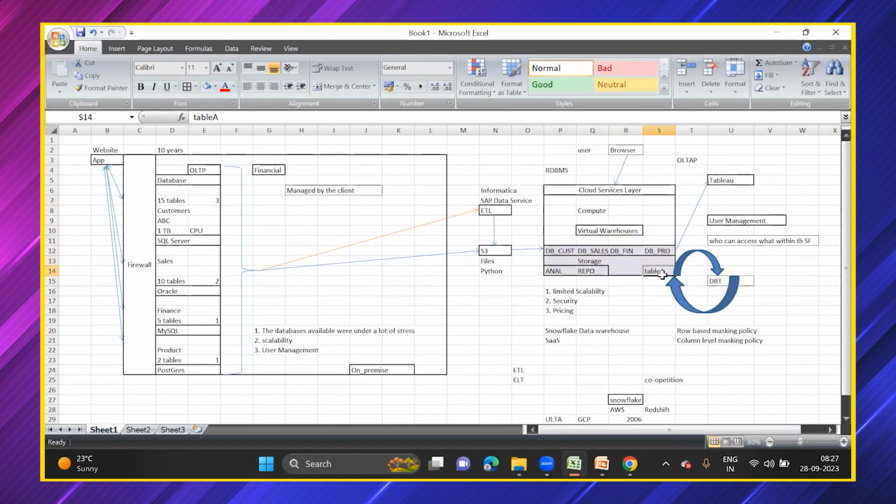Okay. So any questions? Any concerns? Anything you want me to repeat regarding this entire pipeline? Okay. No questions? All good?